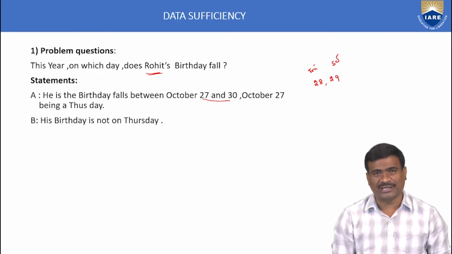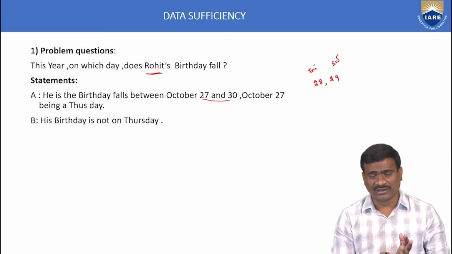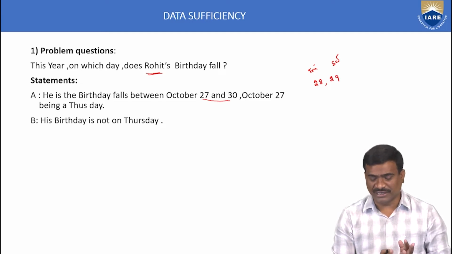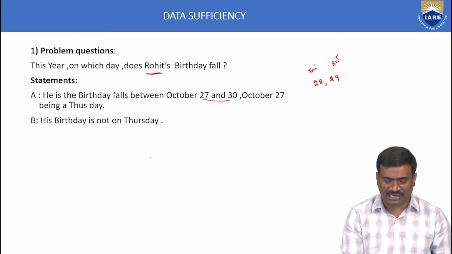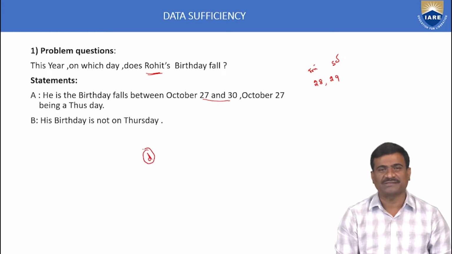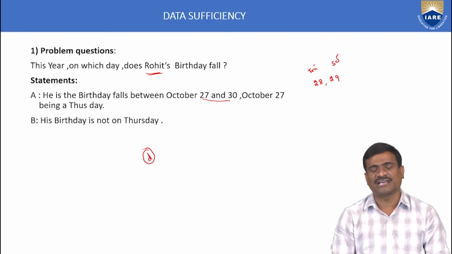Again, Rohit's birthday on the 28th or 29th is possible. That means Friday and Saturday are possible. Two possible solutions exist, so the combined A and B statements are also not sufficient. Then the answer indicates option D is the only correct one. This is about the first example method.